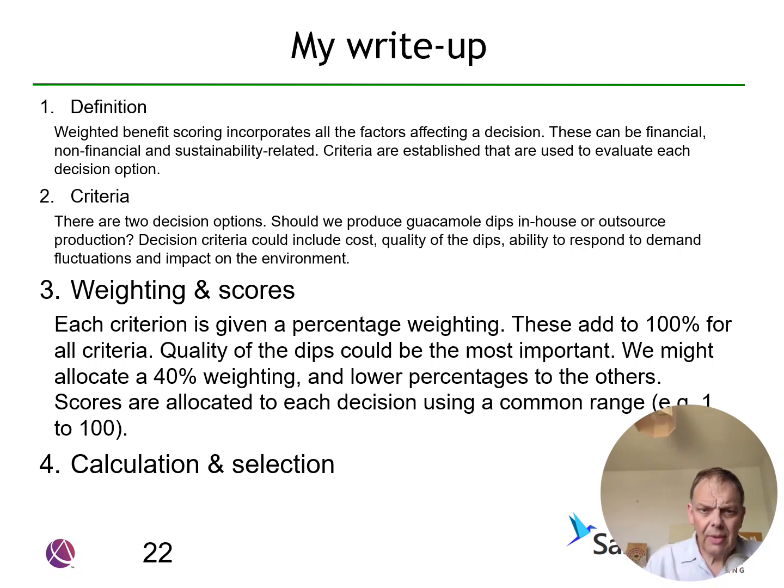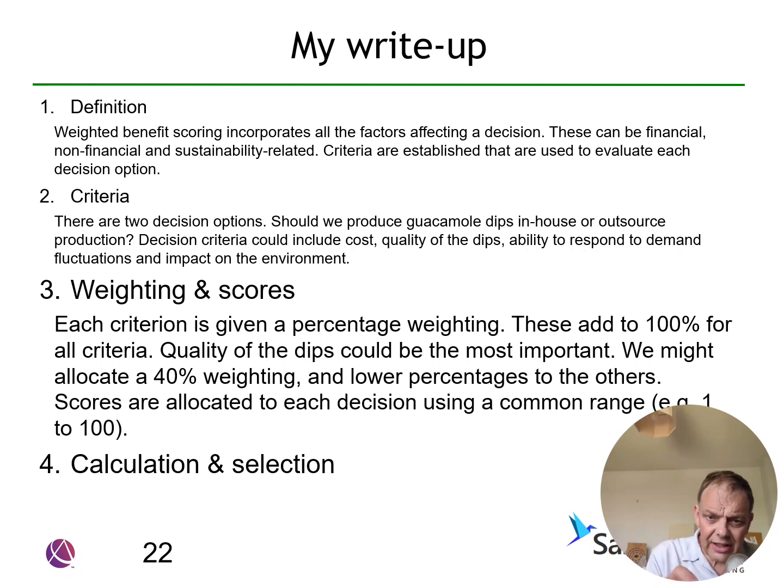Weighting the scores. Each criterion is given a percentage weighting. These add up to 100% for all criteria. Quality of the dips could be the most important. We might allocate 40% weighting and lower percentages to the others.